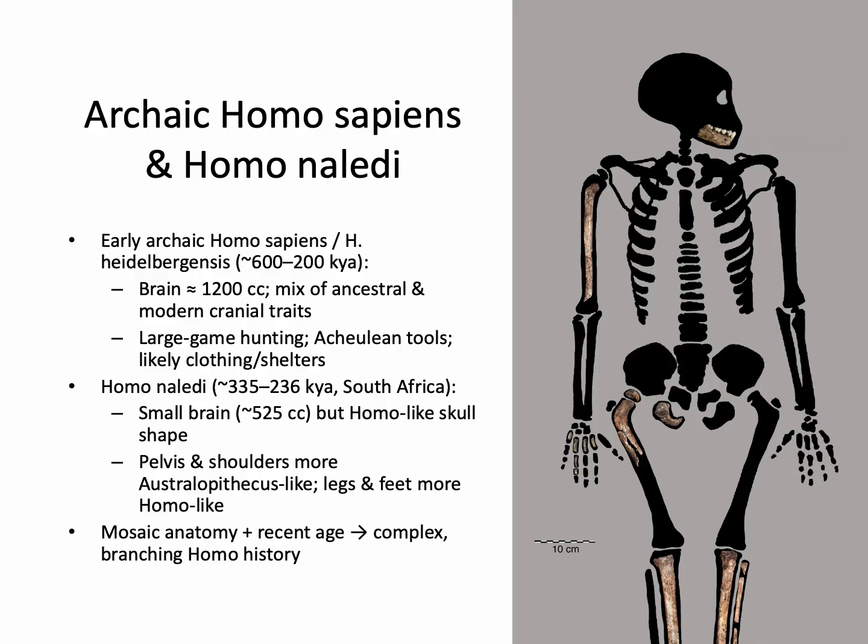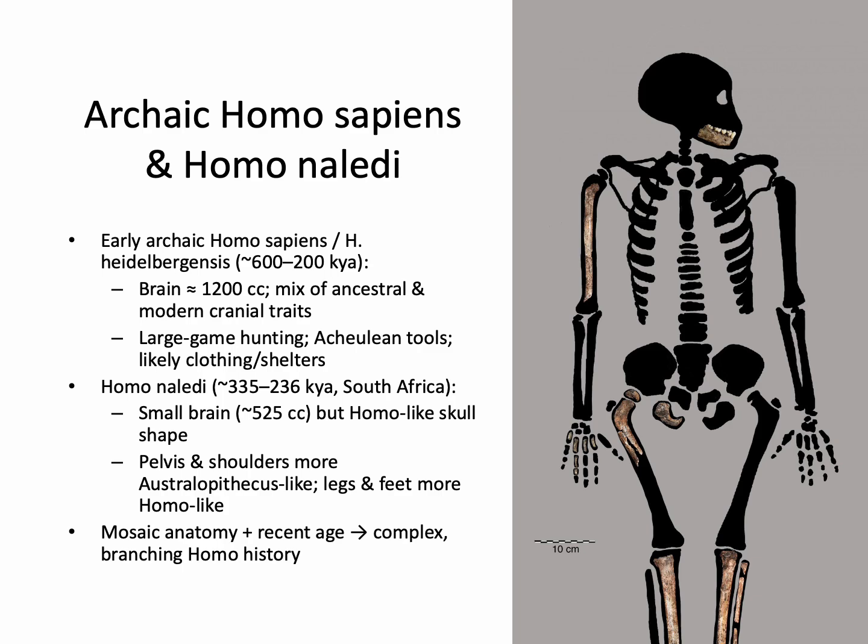Into this already complex picture, Homo naledi adds another layer of surprise. Discovered in the Rising Star cave system in South Africa, Naledi lived roughly between 335,000 and 236,000 years ago, which means it overlapped in time with early modern humans in Africa. What makes Homo naledi so fascinating is its mosaic anatomy. It has a small brain, around 525 cubic centimeters, more similar in volume to Australopithecines than to modern humans.